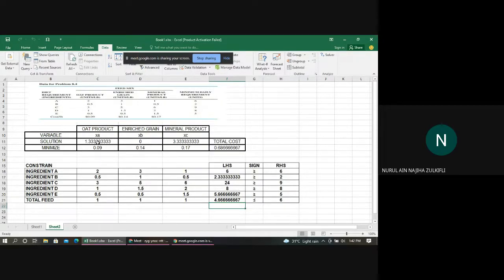So this is the answer of this problem, which is the total cost is 0.686, and then the solution for oat product is 1.33. For enriched, we have 0, and for the mineral product is 3.333, and then we get a total cost of 0.6866.